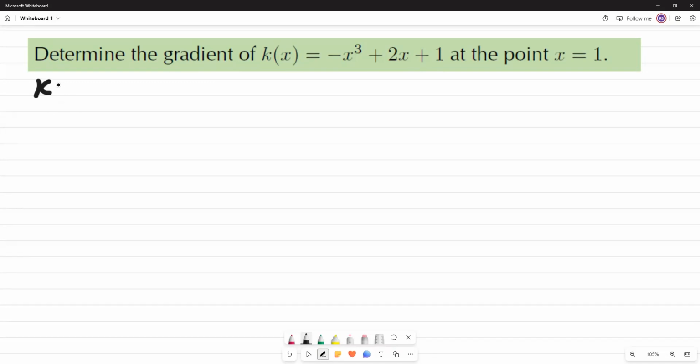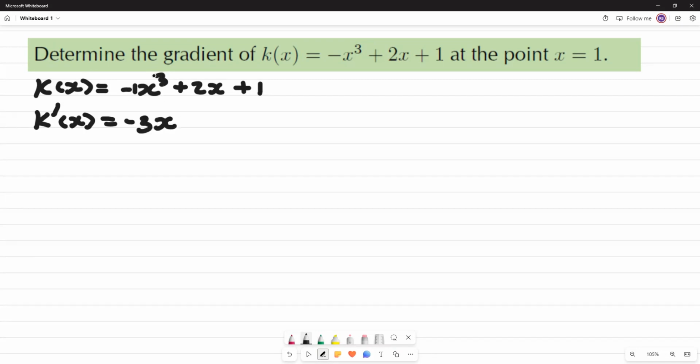So we have k of x equals to minus x cubed plus 2x plus 1. Let's derive this. So the derivative or the gradient of that function is given by, remember I said there's an invisible 1 here. So you take the exponent, you multiply with that, you get negative 3. And then you take the 3, you minus 1, you get 2, right? Here there's 1, so it's 2 times 1, which gives you 2, right? Here you're going to have x to the power 0, which disappears.